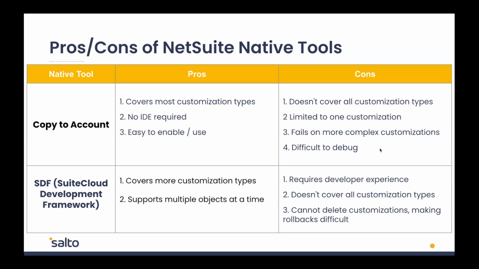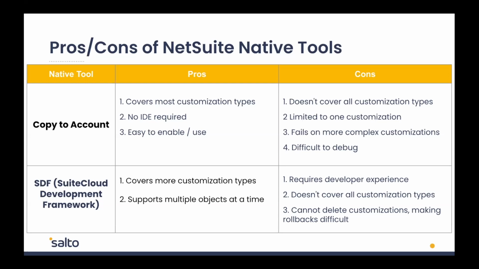The same thing for those complex customizations. When I get into something that's got multiple dependencies and kind of a more complicated web of relationships, it tends to fail. You may have run into this if you tried to push the limits of copy to account. And then debugging, it is not as easy as it is to start with copy to account. It is not easy to figure out what went wrong and how to fix it when it does go wrong. And we're going to see that here in a second with its basis on SDF.